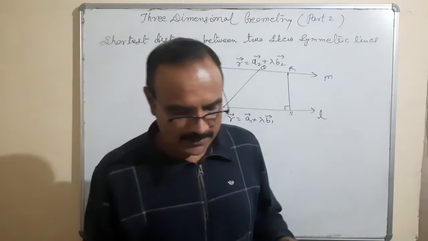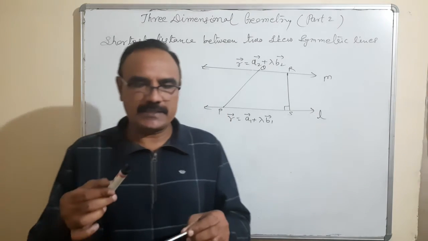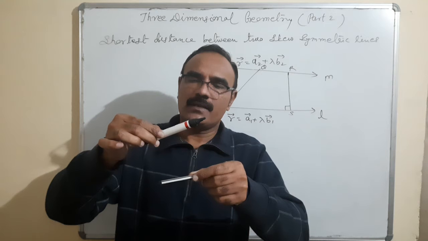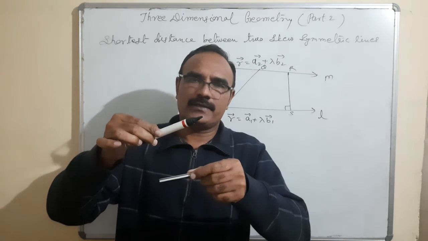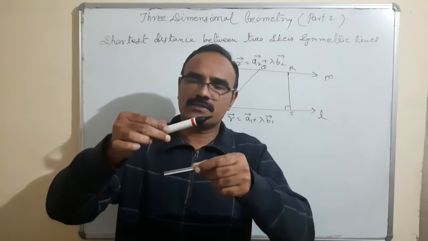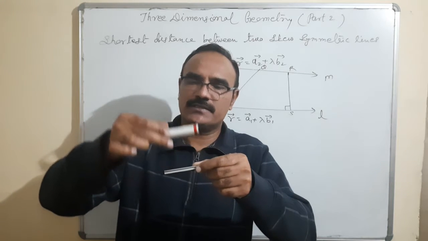See, there are two lines. One line is this, second line is that. And this is the condition. In this condition, these two lines are skew lines. When we are going to find the shortest distance, suppose this is the shortest distance.